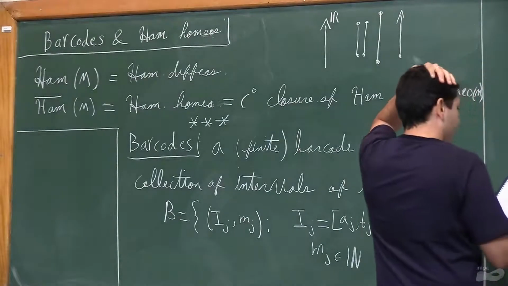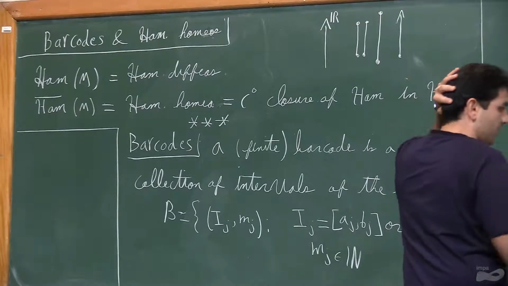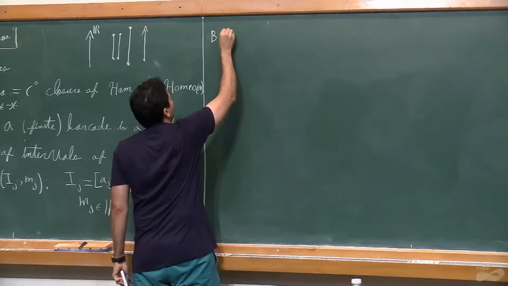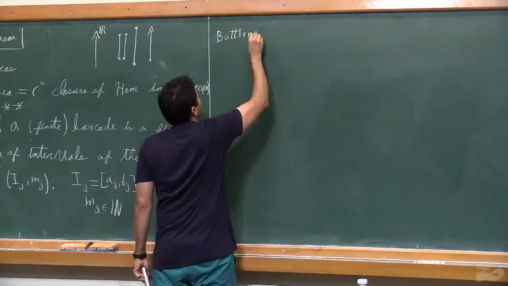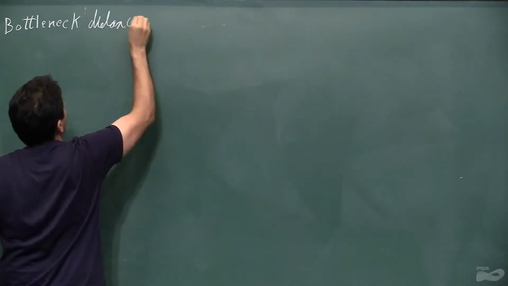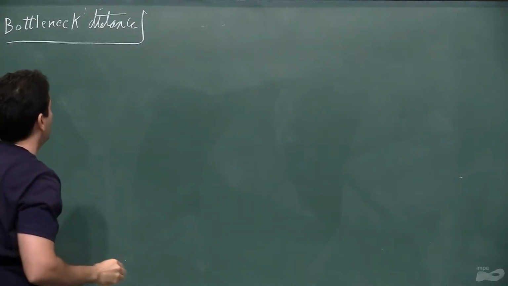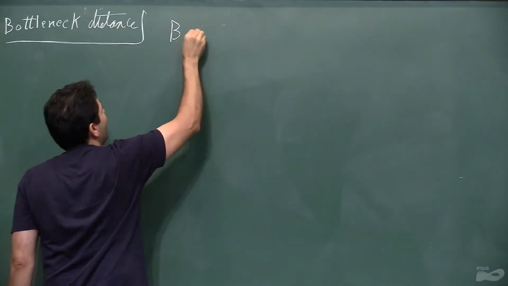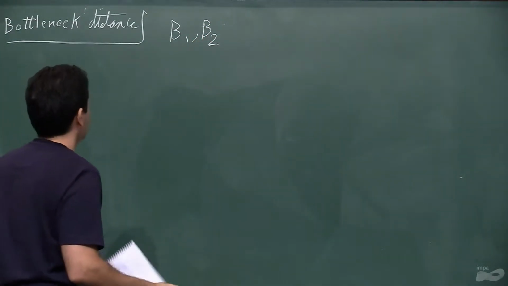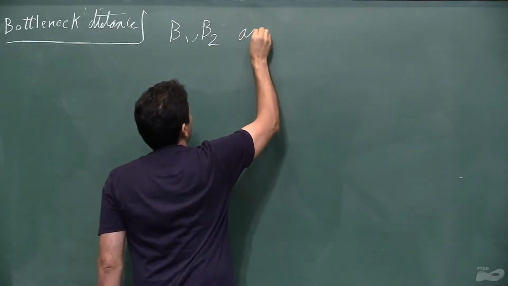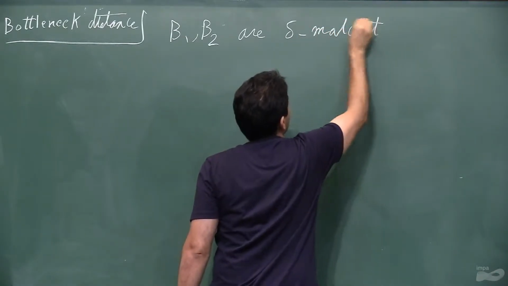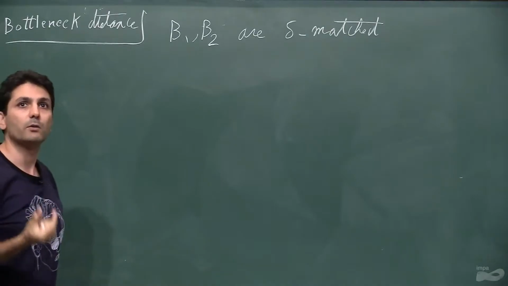Now, the space of barcodes can be equipped with a distance called the bottleneck distance. This is kind of a fantastic idea that allows you to make measurements. I want to tell you what the bottleneck distance is. Suppose you have two finite barcodes, let's say B1 and B2, and I'll tell you what the bottleneck distance between the two is. First we'll say B1 and B2 are delta-matched. Eventually, when I define the distance, being delta-matched will imply that their bottleneck distance is less than delta.